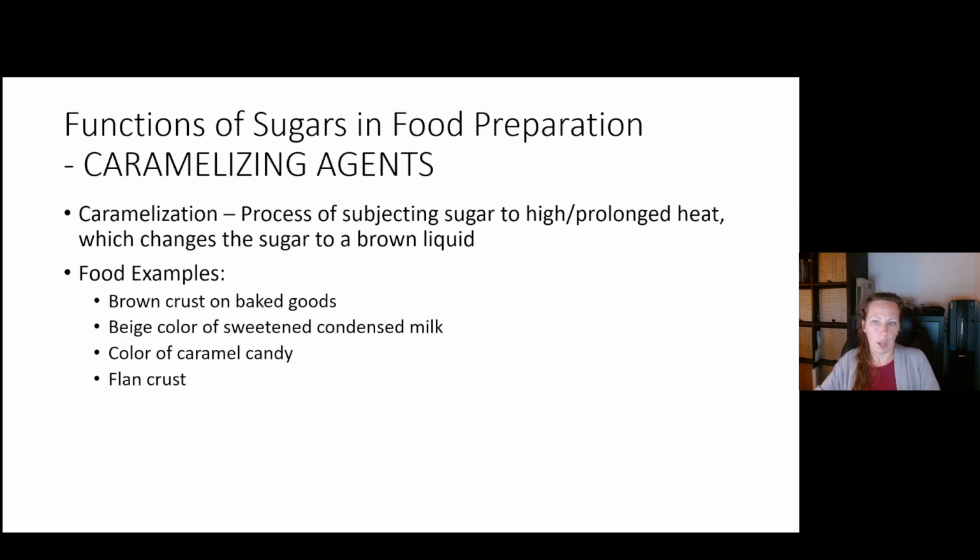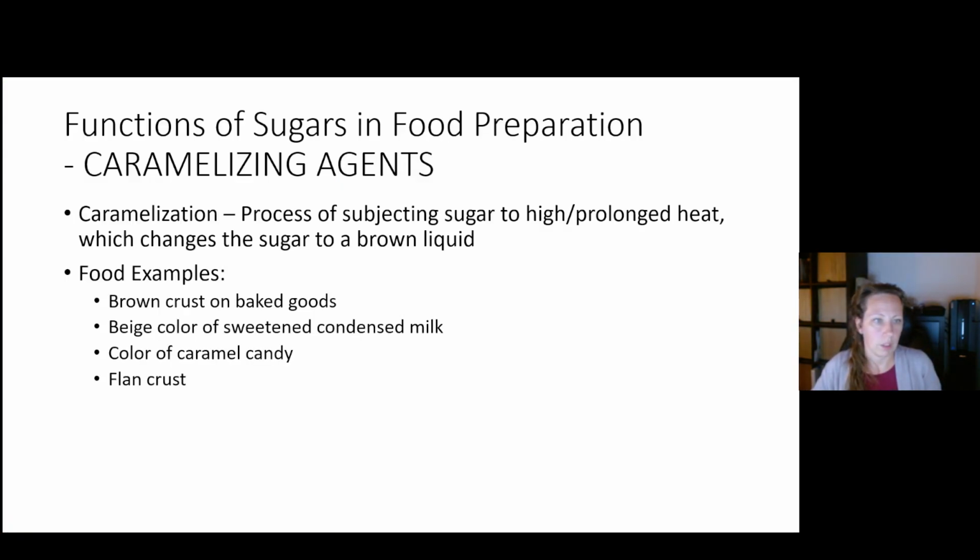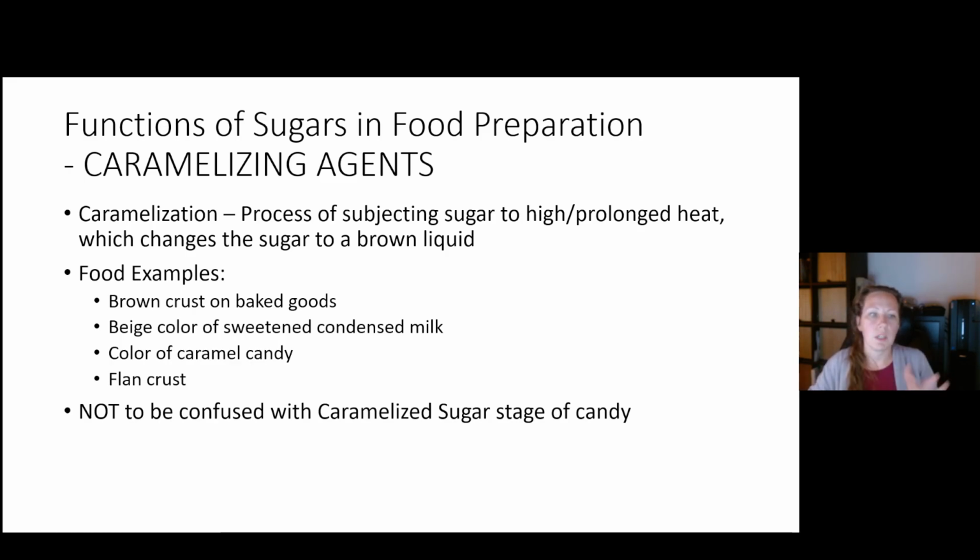The crust on flan. Part of the way flan is made is that you coat the dish you're cooking it in with a sugar solution, and then you bake it. All the sugar that is touching your baking dish gets superheated, and it actually does turn into a kind of caramel. Like I said, not to be confused with the caramelized sugar stage of candy.